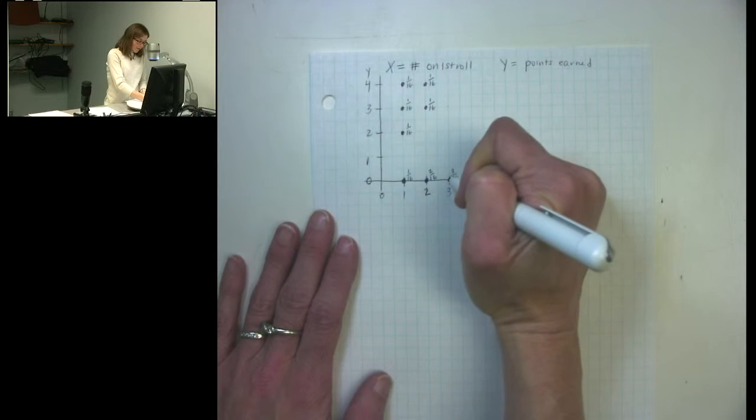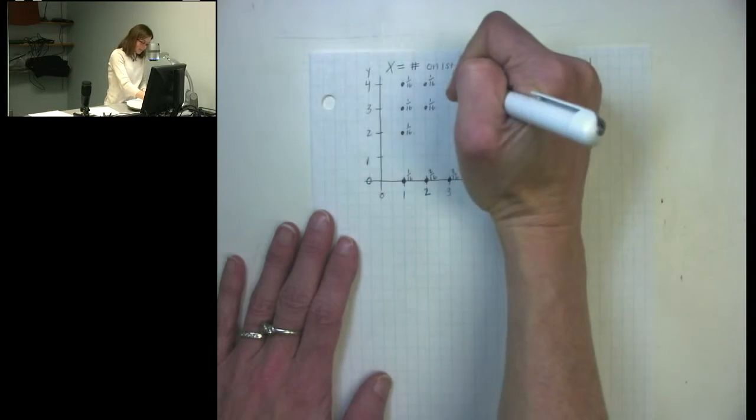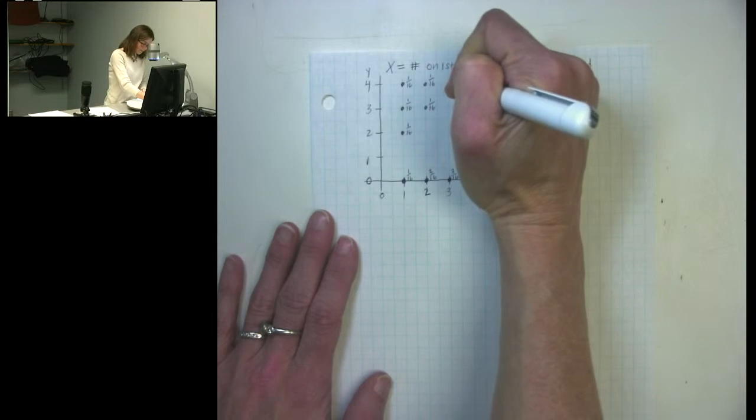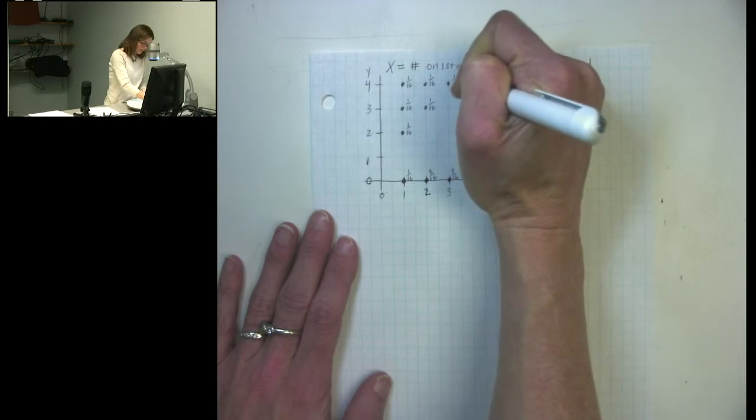And I could roll a 3 on the first die and a 4 on the second, in which case I would win 4 points. That would happen 1 out of 16 times.